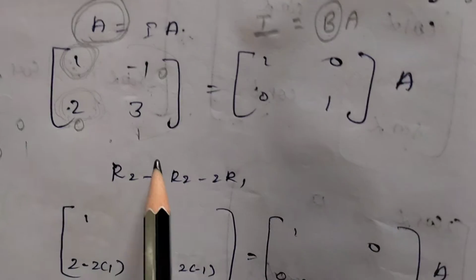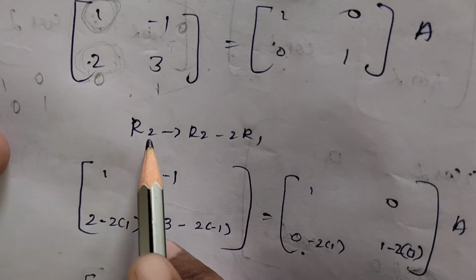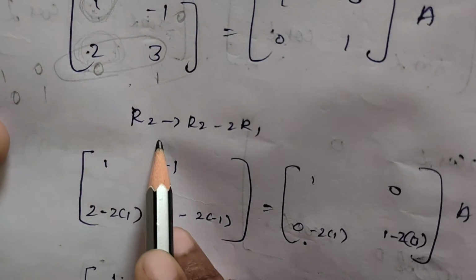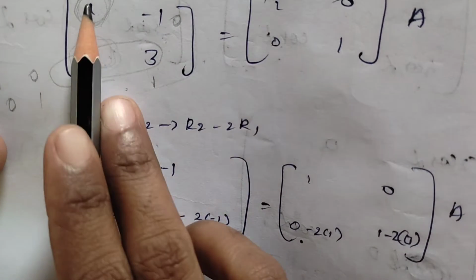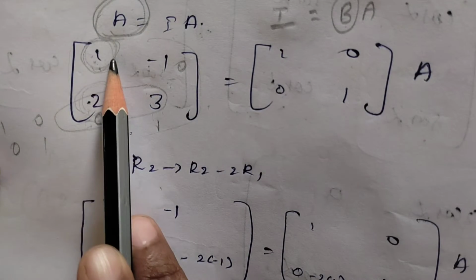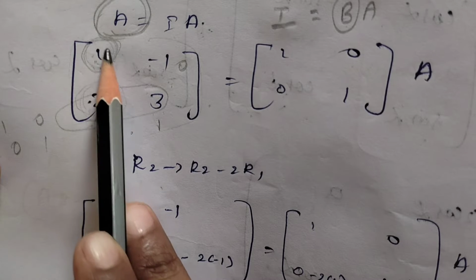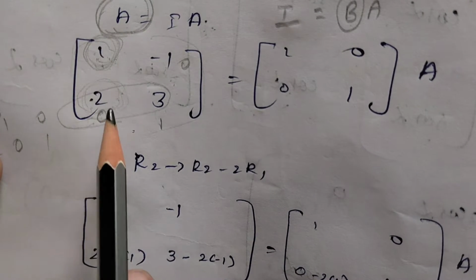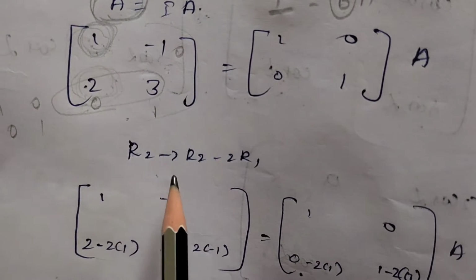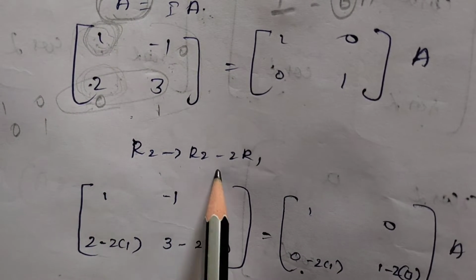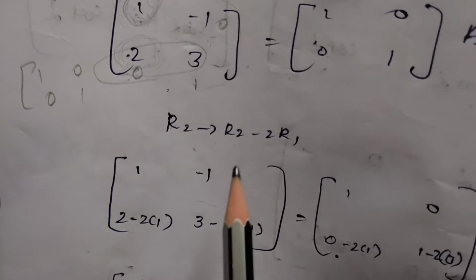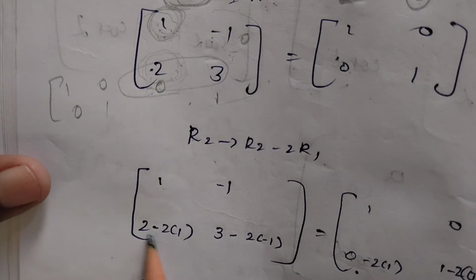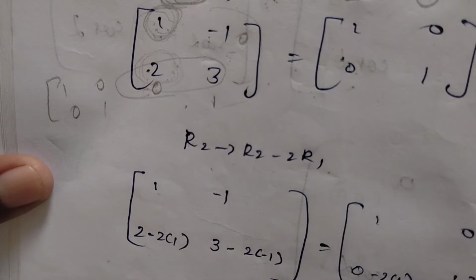So using the elementary operation, I'll write row 2 as R2 minus with the help of R1. So I'll multiply this 1 by 2, so that 2 minus 2 will give you 0. So R2 tends to R2 minus 2R1. R1 is written as it is. Now the only change is in the R2 matrix.